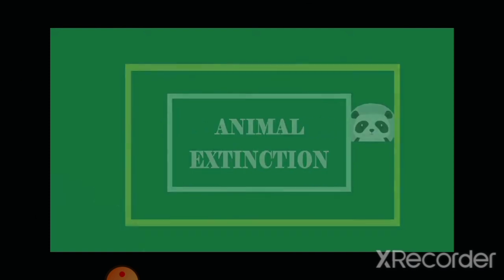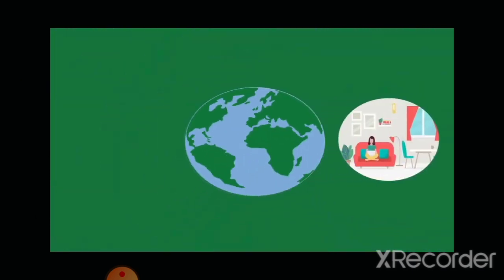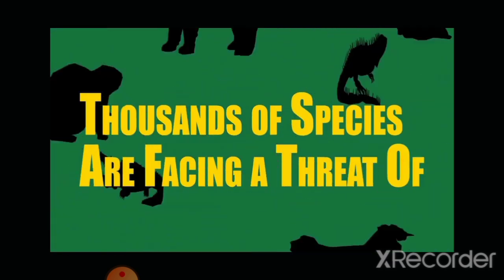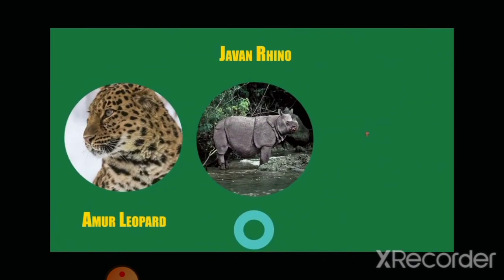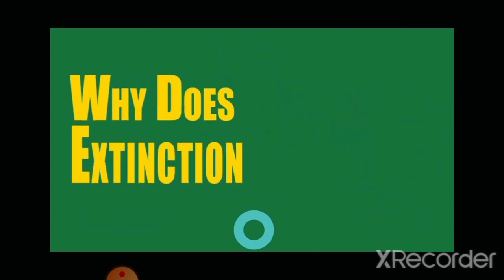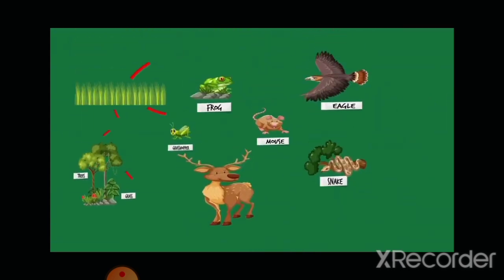Animal extinction. This earth is not only home to us, but also to them. However, recently there are thousands of species out there facing the threat of extinction, such as Amur leopard, Javan rhinoceros, Bengal tiger, and etc. But why does extinction matter? It matters because every animal plays a vital role in the ecosystem, and each species loss is creating an alarming threat to the biodiversity we live in.